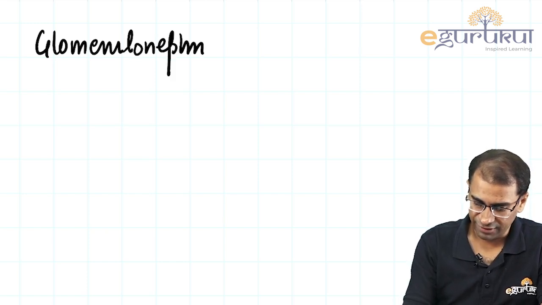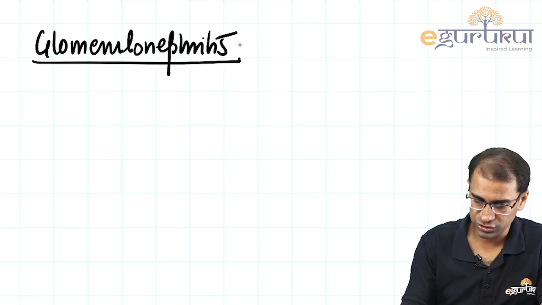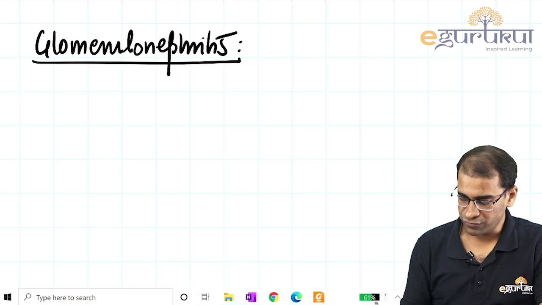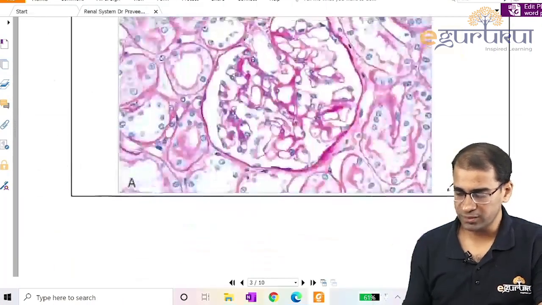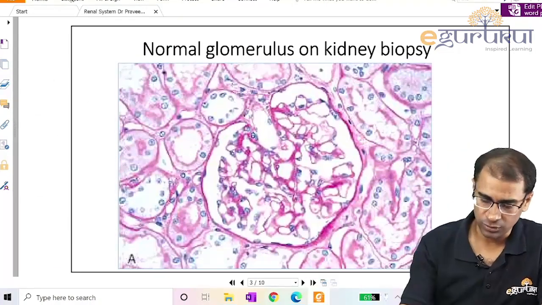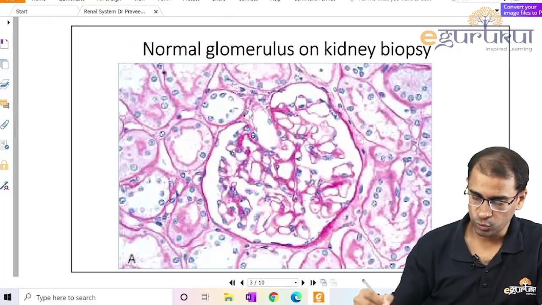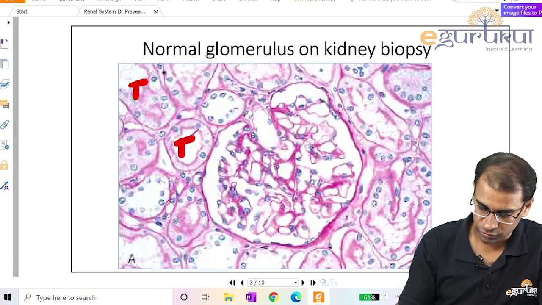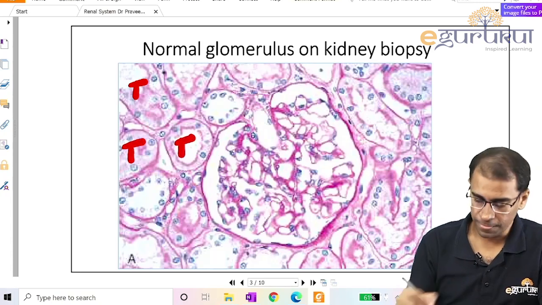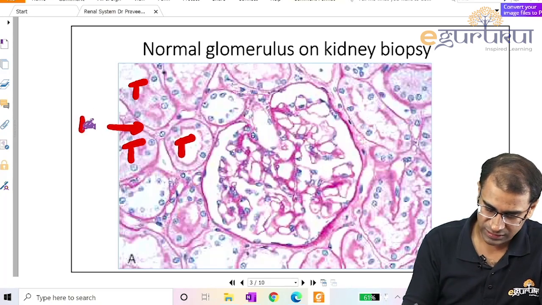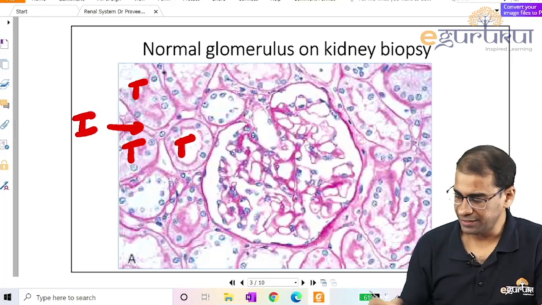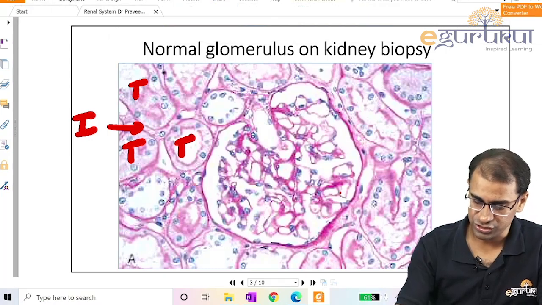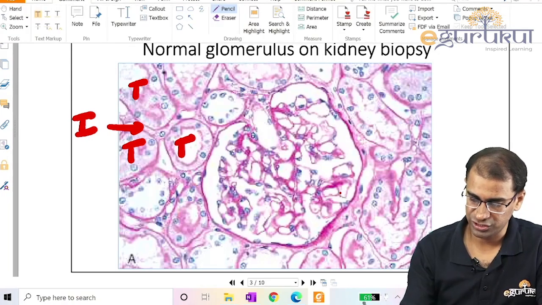To understand glomerulonephritis, we'll have a quick revision of the structure of a glomerulus. So look at this image, it's a normal glomerulus. What are the normal findings? See, these are all the tubules. Between tubules, this area can be called the interstitial area.